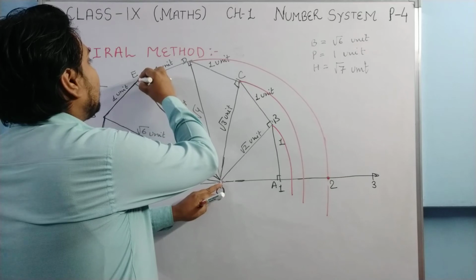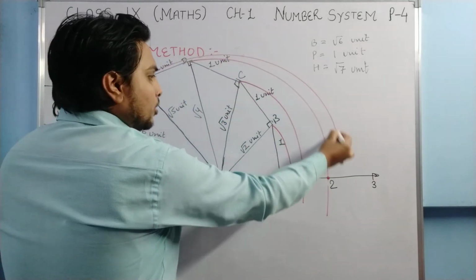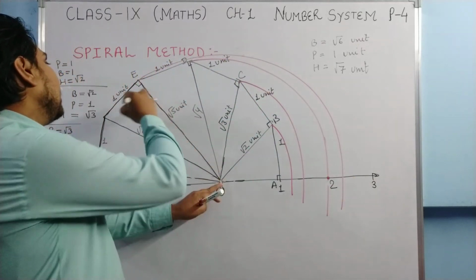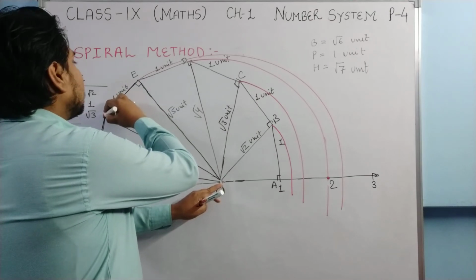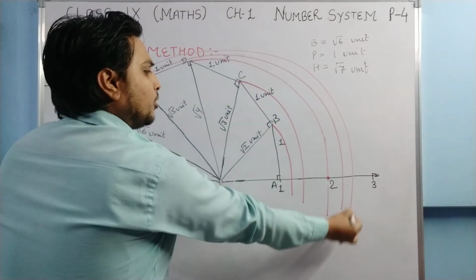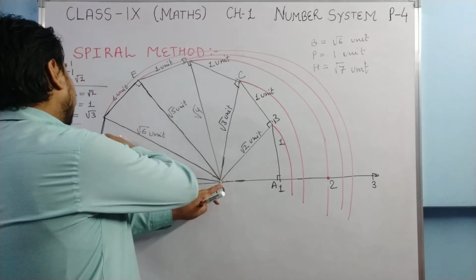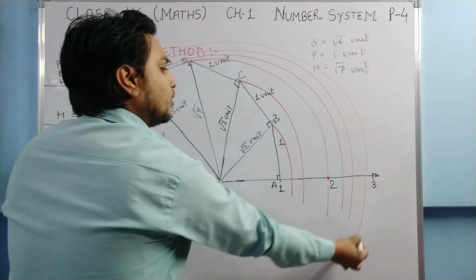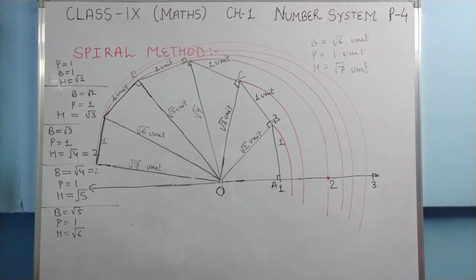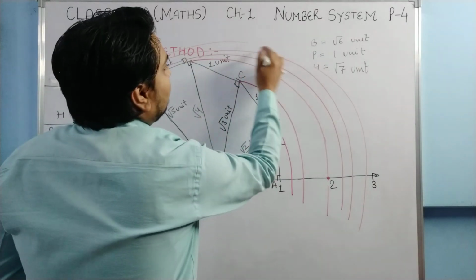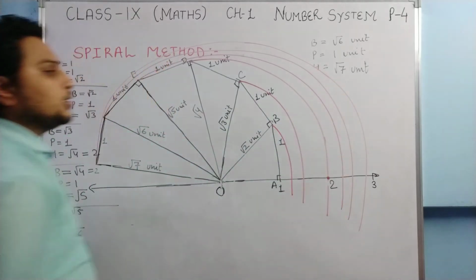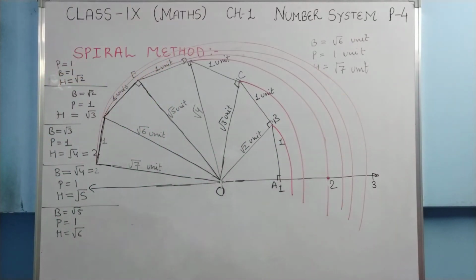Now the value of under root 5, when you join it, will lie between 2 and 3. The value of under root 6 also, the value of under root 7 also, like this they will all lie between 2 and 3. So students, this method is known as the spiral method, where on one number line we can show under root 2, under root 3 and under root 4. In this way we can continue.